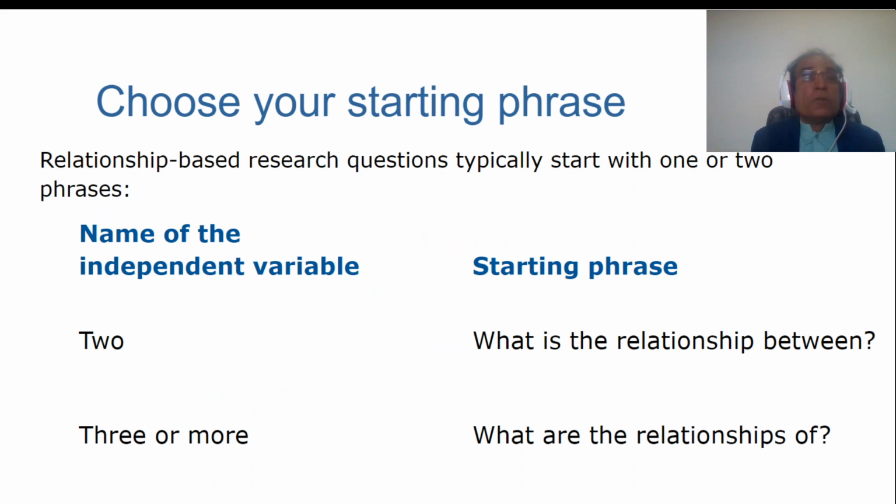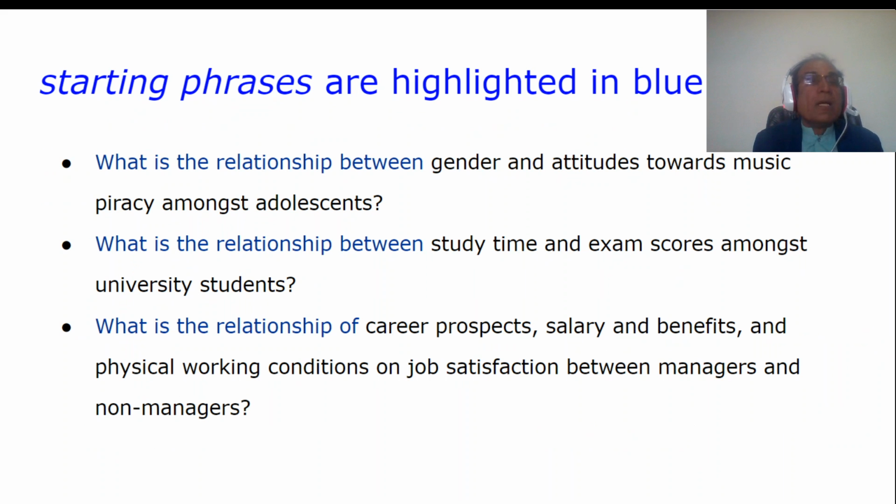First, choose your starting phrase. Relationship-based research questions typically start with one of two phrases. Name of the independent variable: if one, what is the relationship between? If two or more, what are the relationship of? The starting phrases are highlighted in blue text in these examples. Try to understand.